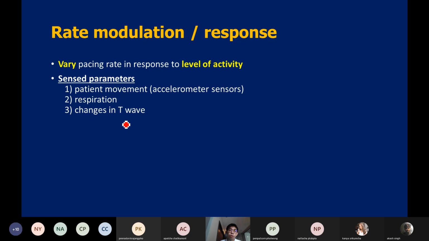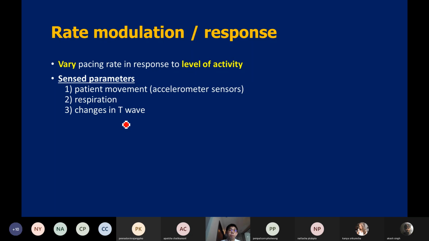So now I am going to explain about the fourth code of the pacemaker, the rate modulation. This rate modulation is used to help the patient vary the pacemaker rate to respond to their activity. So how does the pacemaker know that the patient has some activity? There must be a sense parameter, or some indicators in the pacemaker to respond to this function.